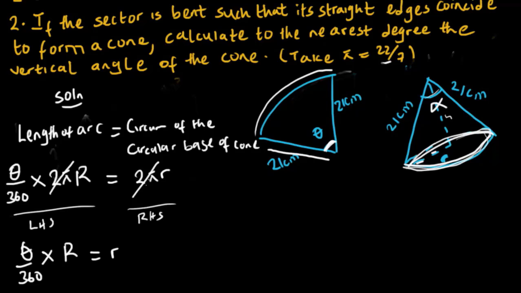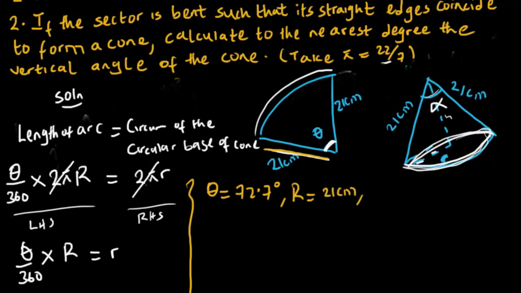Now remember, let's solve the remaining here. Remember that in the last question, question 1, we found theta of the sector to be 72.7 degrees. We know our capital R, which is the radius of the sector, to be 21 centimeters, and we are trying to find the small r. Now we slot this into the formula. 72.7 over 360 times 21 over 1 equals small r.